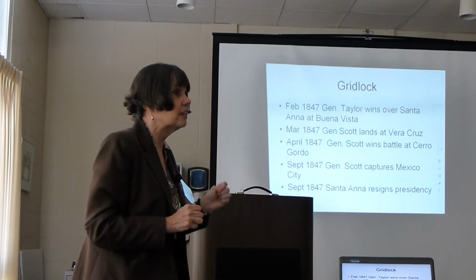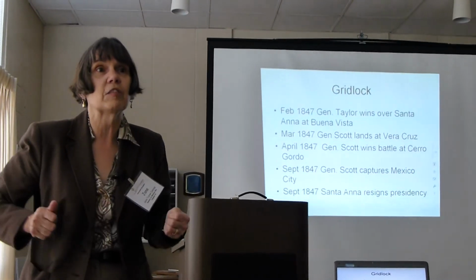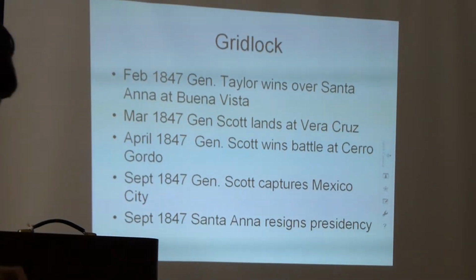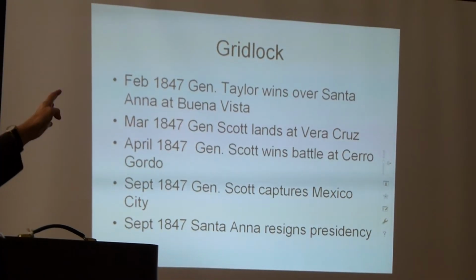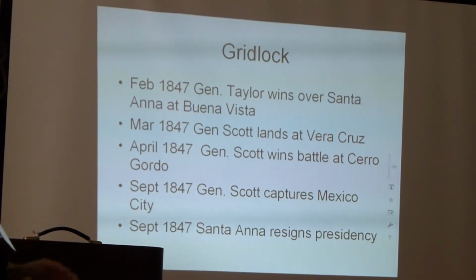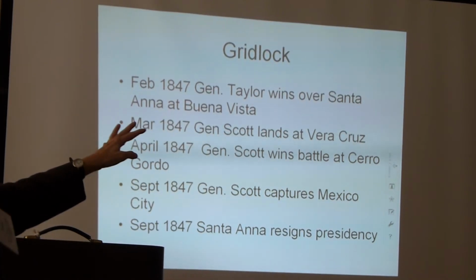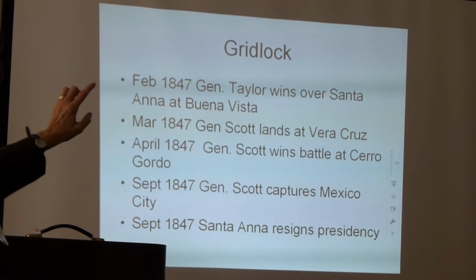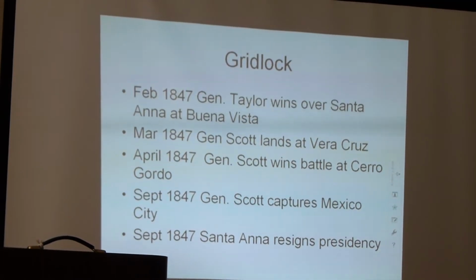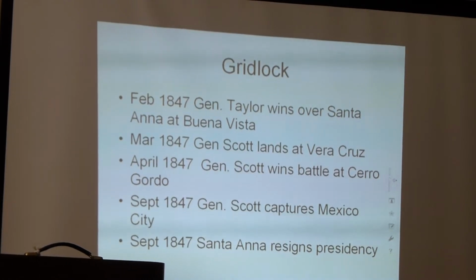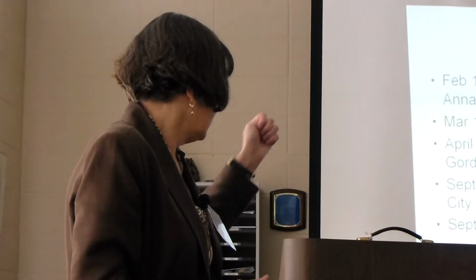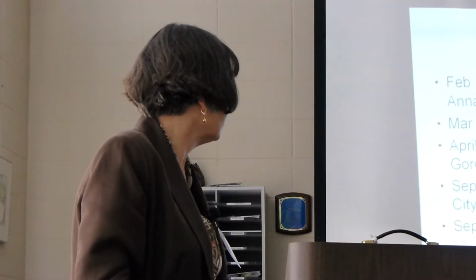So here I'm calling this gridlock. It doesn't look like gridlock, but in some ways, this war started out lightning quick, and even early into 47, Taylor is winning over Santa Anna at Buena Vista. General Scott does this incredible amphibious landing at Veracruz and goes on the next month to win an important battle at Cerro Gordo outside Mexico City, but he really has to claw his way into Mexico City. And he does so in September 1847.